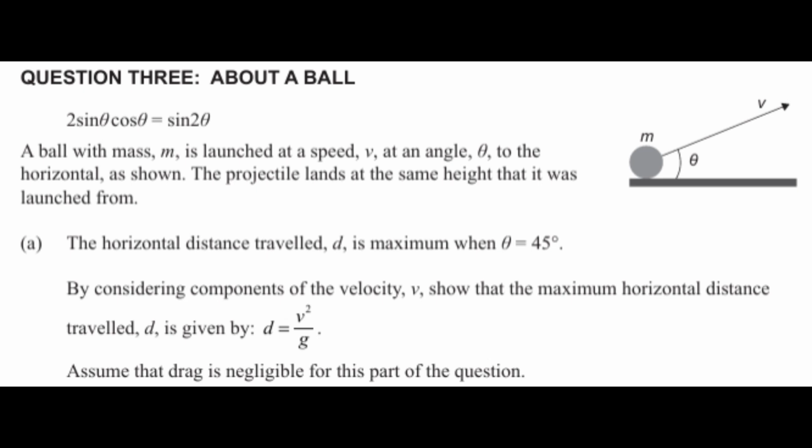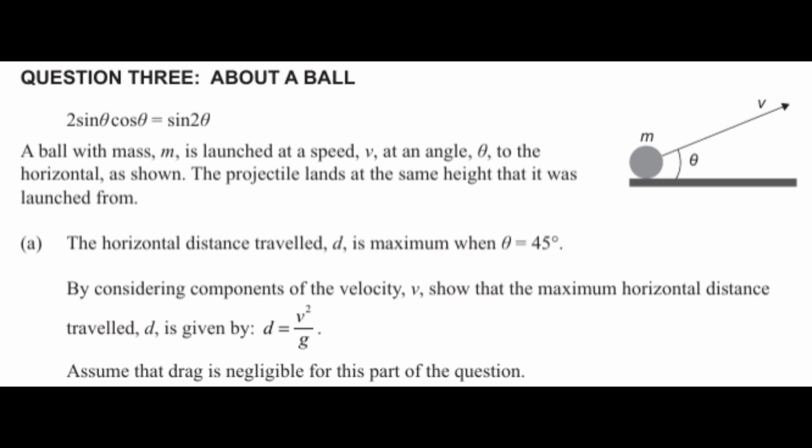Question 3a. A ball with mass, m, is launched at a speed, v, at an angle, theta, to the horizontal, as shown. The projectile lands at the same height that it was launched from. The horizontal distance traveled, d, is maximum when theta equals 45 degrees. By considering components of the velocity, v, show that the maximum horizontal distance traveled, d, is given by d equals v squared over g. Assume that drag is negligible for this part question.